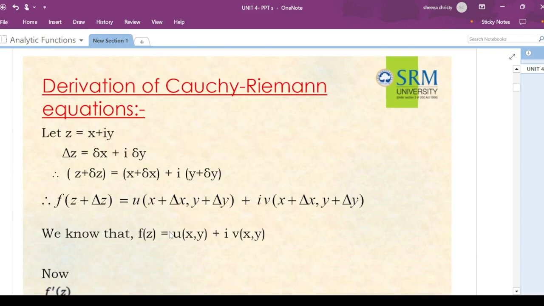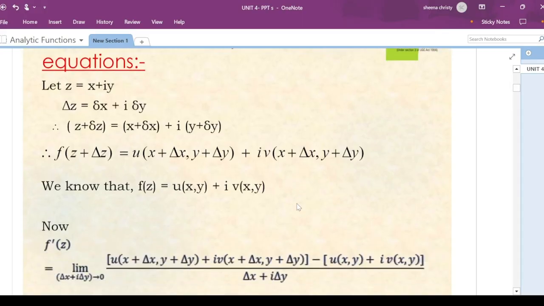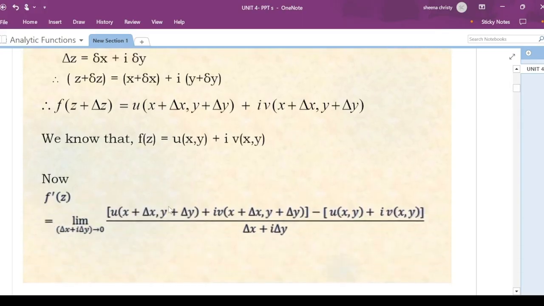How to get the Cauchy-Riemann equations? To find it, we are considering z equal to x plus iy as the complex variable. Del z is nothing but the small increment del x plus i into del y. So by adding z plus del z, we are getting x plus del x plus i times y plus del y. So f of z plus del z is going to be u of x plus del x, y plus del y plus i into v of x plus del x comma y plus del y. So f dash of z you can find from that.